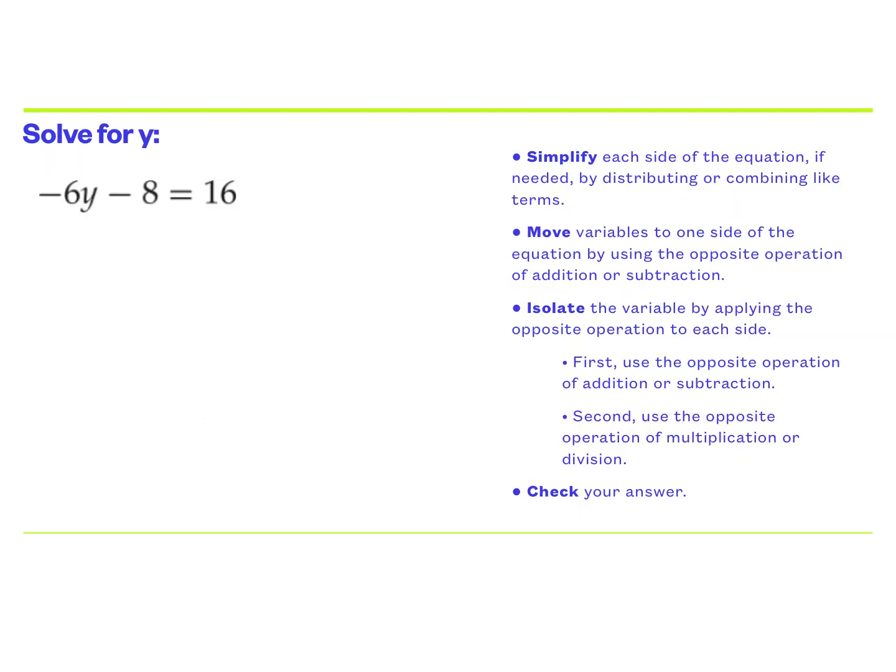Alright, so in this problem, they want us to solve for y. Remember the key concepts. You gotta simplify each side of the equation if needed by distributing or combining like terms. That is always the first step that you should be looking for. How can I make it easier? Now the second point states, move variables to one side of the equation by using the opposite operation of addition or subtraction. The third step would be to isolate the variable by applying the opposite operation to each side.